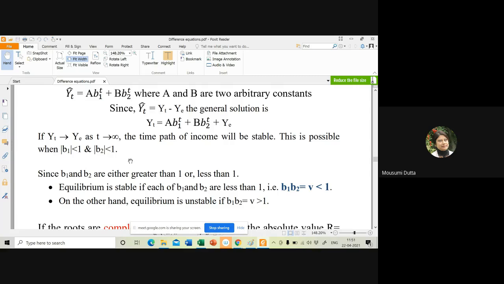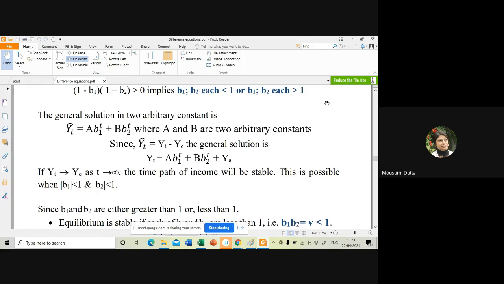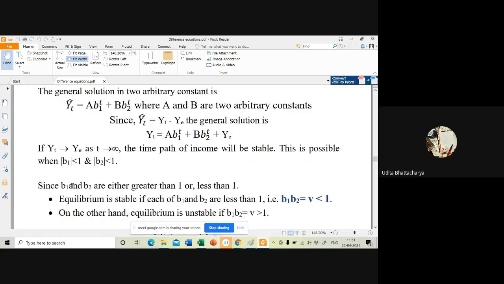Now for B1 and B2, there are two possibilities. From your earlier calculation, either both of them can be less than 1 or both of them can be greater than 1. Okay? Yes, ma'am. So to have the stability, you will consider B1 into B2, which is equal to V. Only when they are less than 1 can you establish the conditions that the mod of them are less than 1.